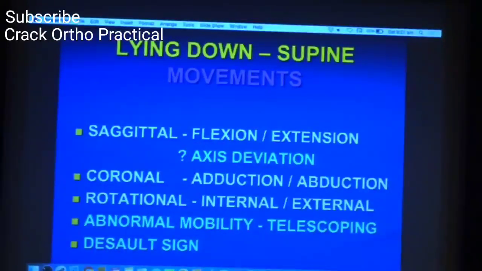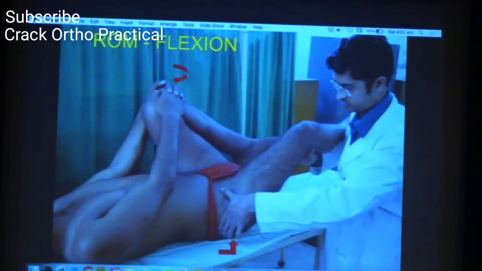Telescoping we discussed yesterday: once we have defined normal mobility, we look for abnormal mobility, that is, to see whether the hip is stable or unstable. You give a longitudinal push and pull to the thigh and see whether there is any telescoping movement. Dassault sign also we have discussed. We will not devote further time to this.